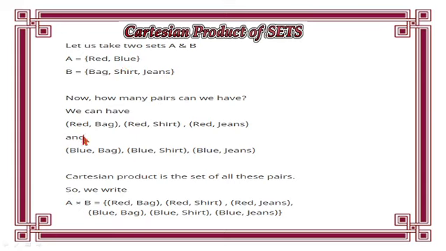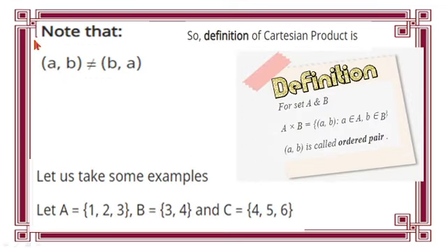Now the collection of all these ordered pairs is called the Cartesian product A cross B. Just because it is A cross B, that's why we have taken all the first elements from set A and the second elements from set B. Had it been B cross A, then we would have taken the first element from set B and second element from set A. Here, note that this ordered pair AB is not equal to ordered pair BA. They are never equal, they mean something different.